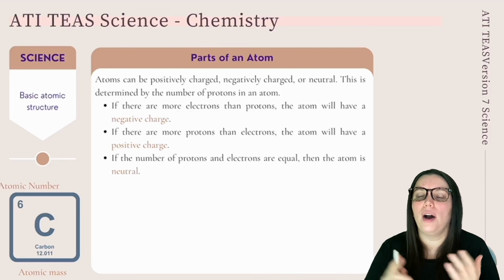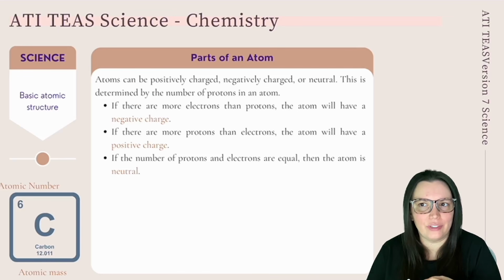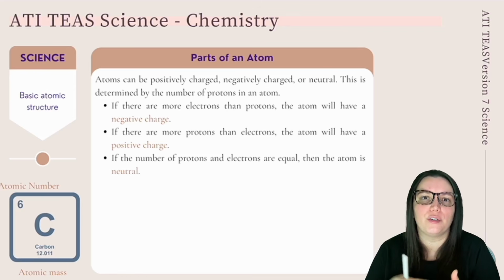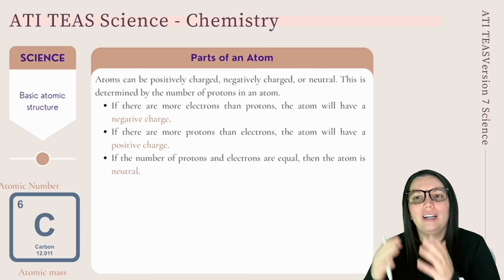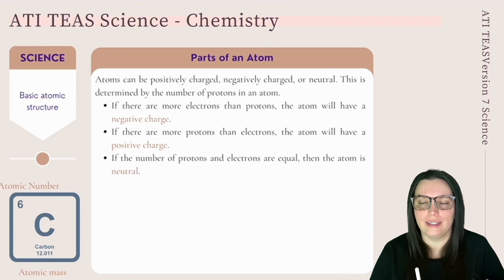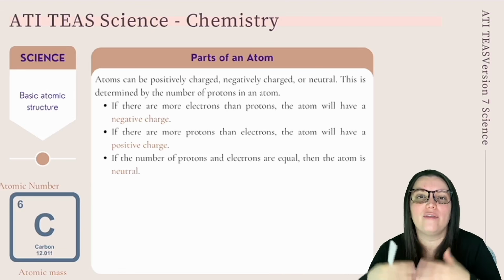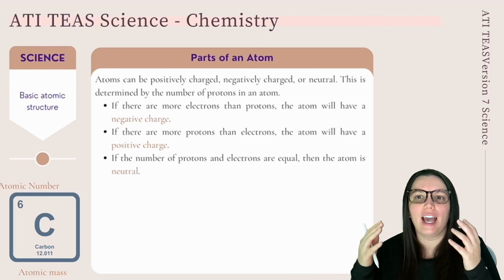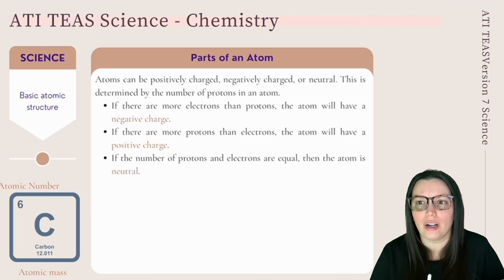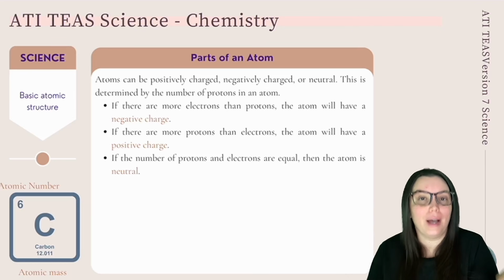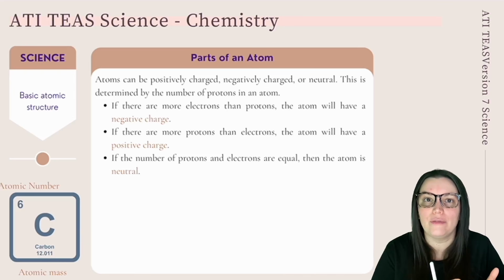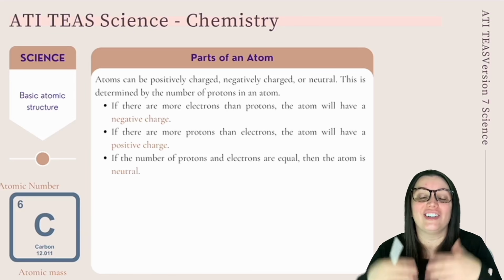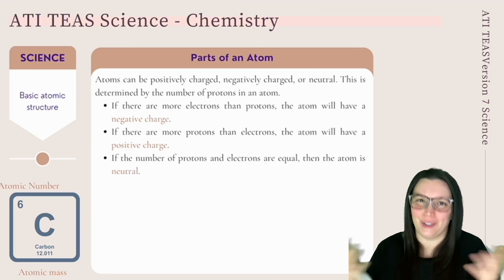Lastly, atoms can be positively charged, negatively charged, or they can be neutral. This is determined again by the number of protons that are found within the atom. If there are more electrons than protons, then the atom is going to be negative, right? We have more negative charge than we have positive charge. Whereas if we have more protons than electrons, the atom is going to be more positively charged, right? We have more positive charge than negative charge. If the number of protons and electrons are equal, then the atom will be neutral.